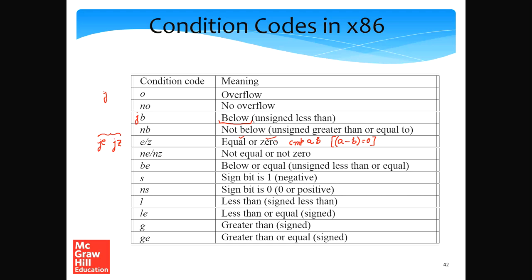There are other flag setting instructions as well, where we look at the value of the result. If the result is 0, this particular flag will be set. The opposite of E and Z is NE and NZ. So we have two instructions, JNE and JNZ, which are also totally equivalent.